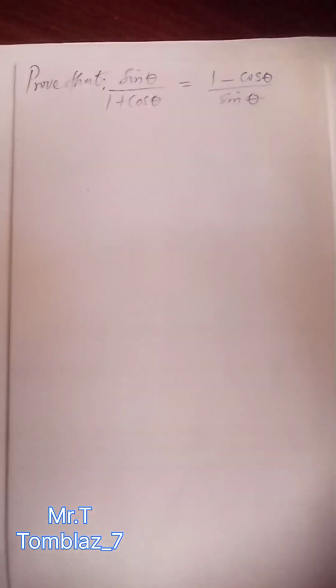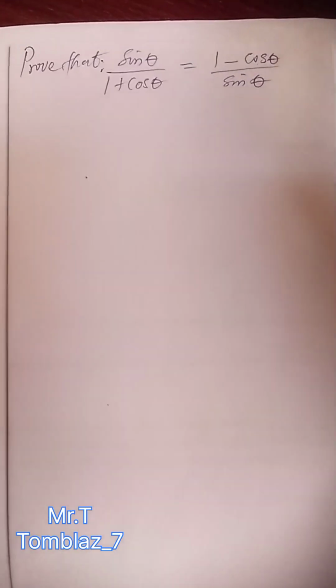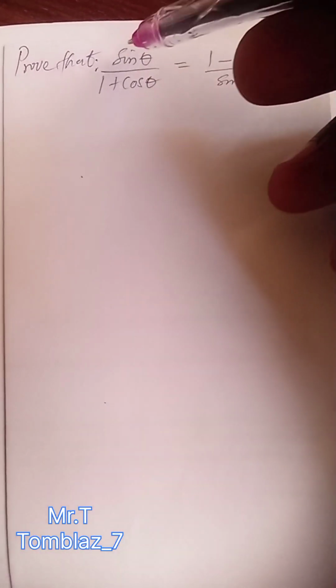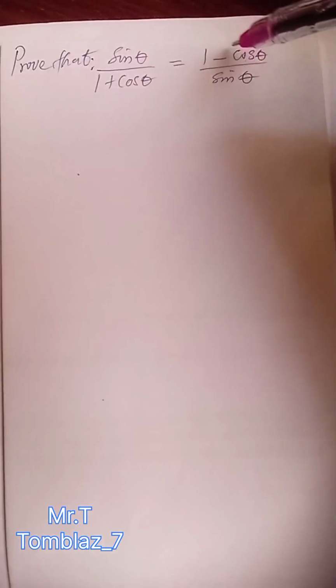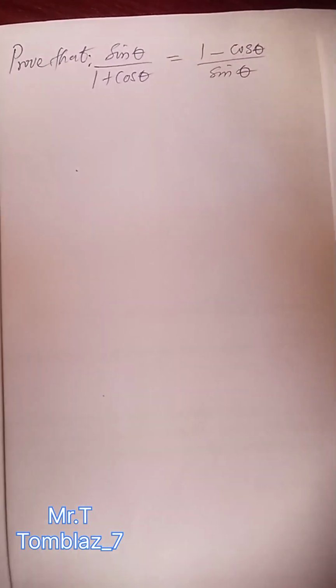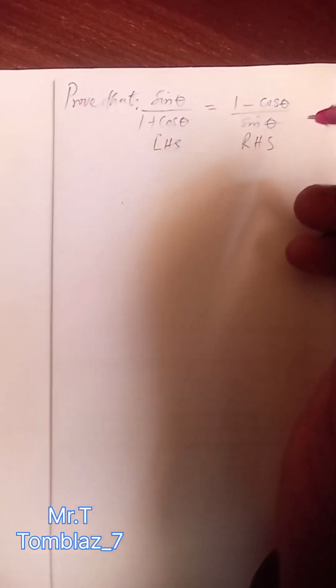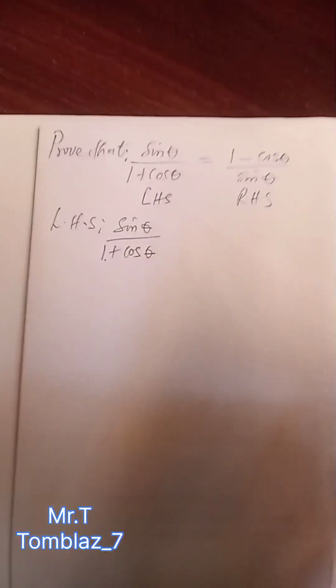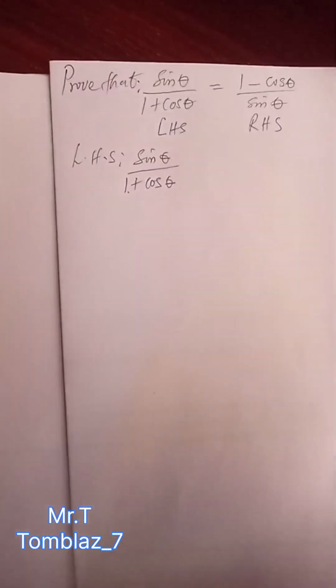Okay, so let's recall from the first video our identities, right? So we are to make this become this. All right. So if we call this one the left hand side, then we can call this the right hand side, right? So picking the left hand side of the equation, that's sine theta all over 1 plus cos theta, right? Then we can have that.